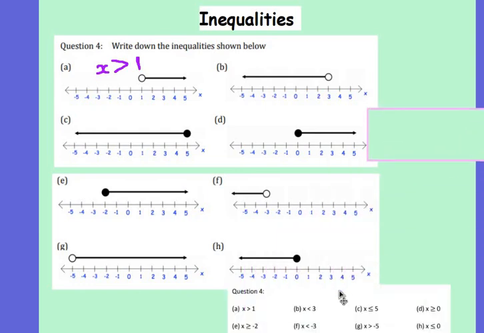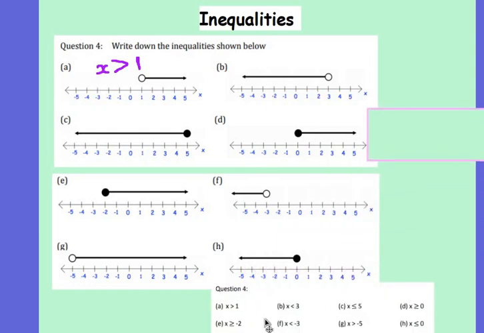And these are the answers I was looking for. Please check your work and see how you did. I've got x is greater than 1, x is less than 3, x is less than or equal to 5, x is greater than or equal to 0, x is greater than or equal to -2, x is less than -3, x is greater than -5, and x is less than or equal to -0.